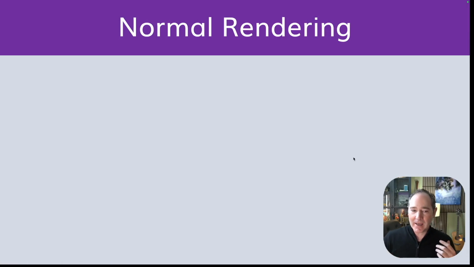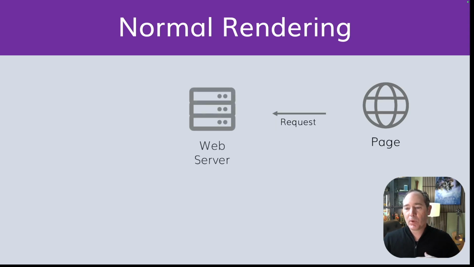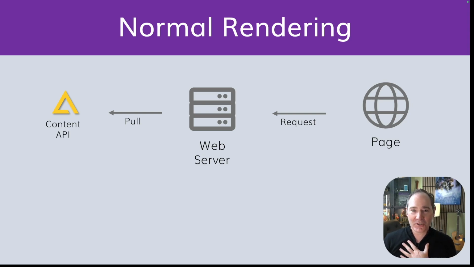First things first, we're going to render a page. It's going to make a request to a web server. It's going to pull content from our API, usually something like a Headless CMS. And full disclosure, I'm coming from Agility CMS, a Headless CMS, so we're going to use that as our example for today. But normally that's how that rendering works.